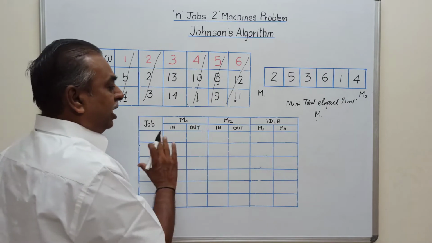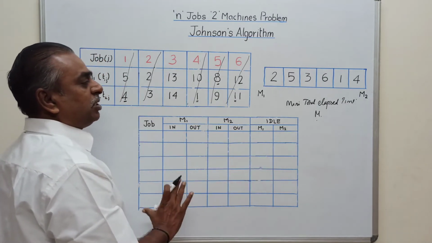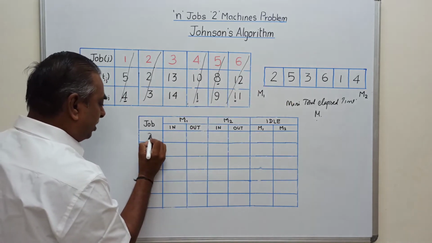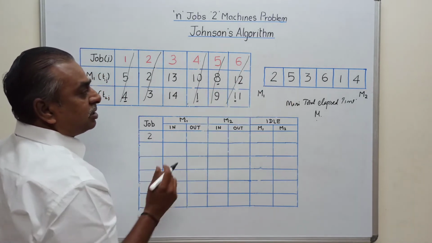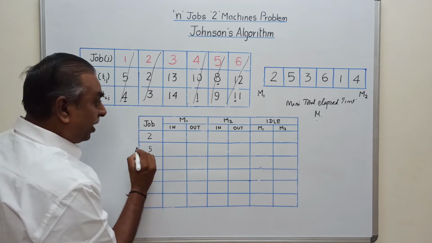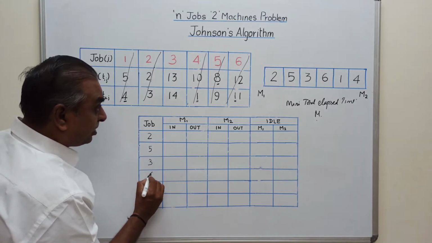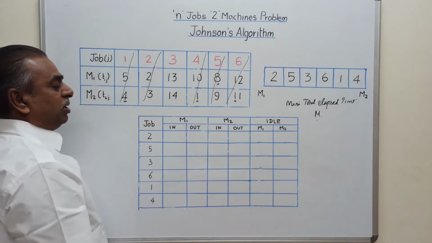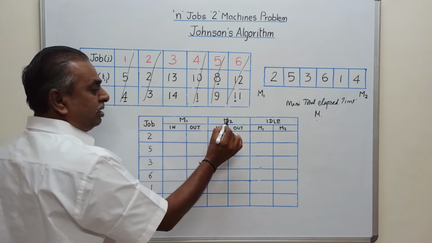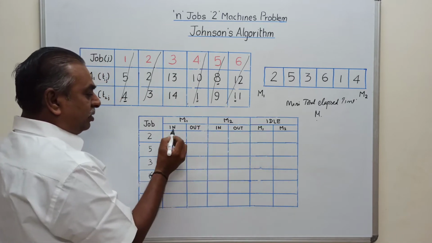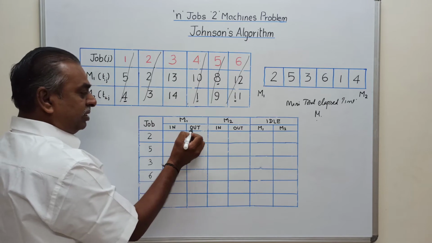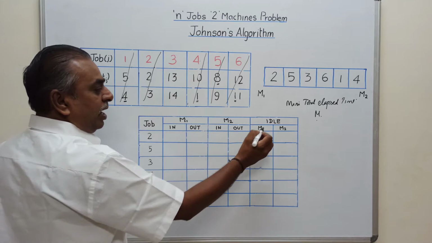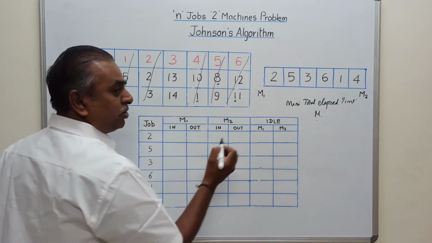Here, in order to find the makespan and schedule of this sequence, we are going to fill in the jobs in the sequence 2, 5, 3, 6, 1 and 4. Then we can make the table columns like this. This is M1 and this is M2 and this is idle time. This one is M1 in time, this is M1 out time, and similarly M2 in and out. The idle time of machine M1, idle time of machine M2.